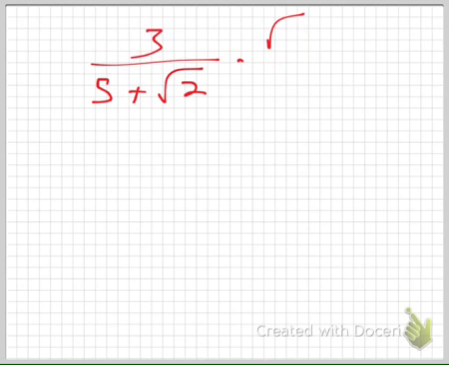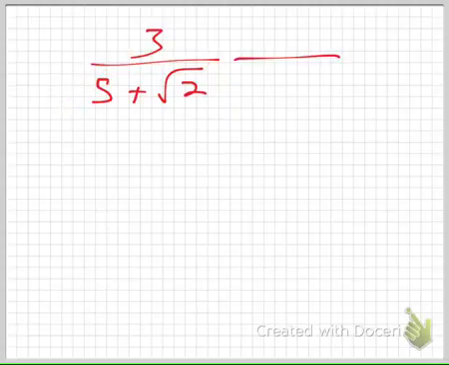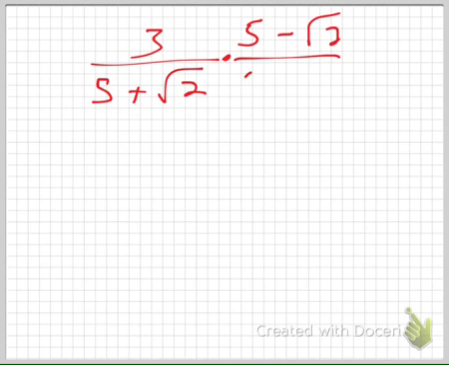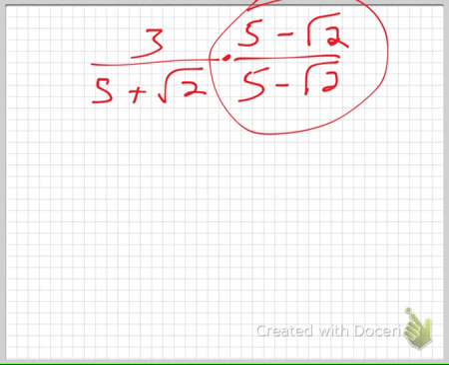So what you do is you're going to multiply this thing by 1 in the form of its conjugate. What would turn this into a difference of squares? You'd multiply this thing by 5 minus the square root of 2 over 5 minus the square root of 2. Do you agree that that is still 1? Anything over itself is 1, right?